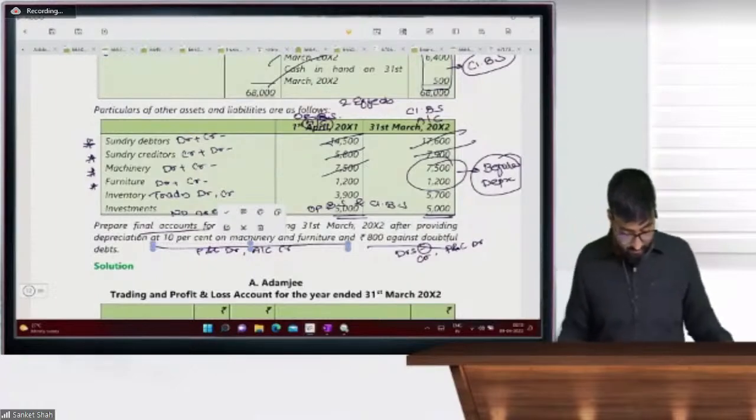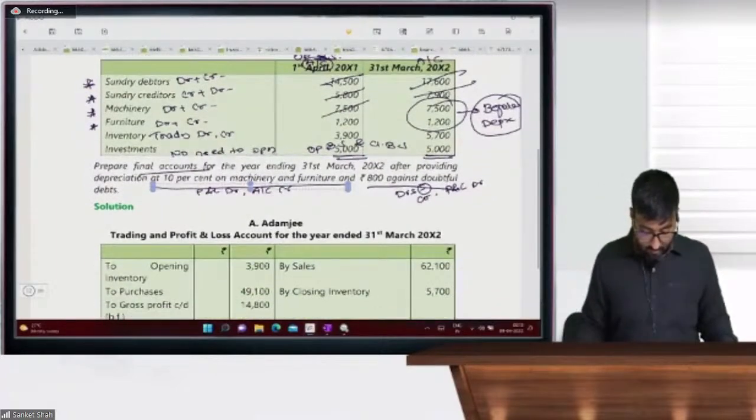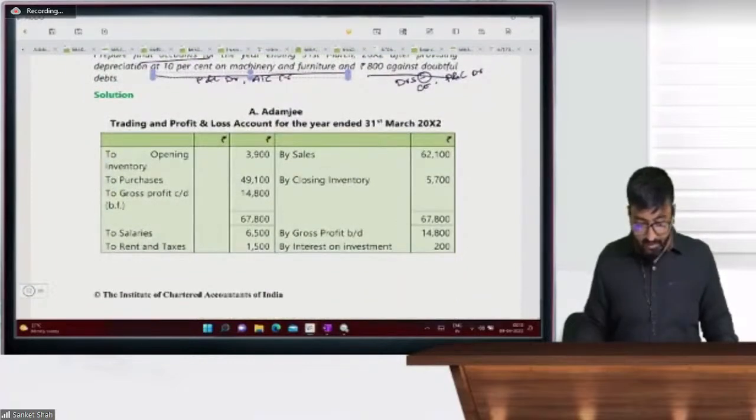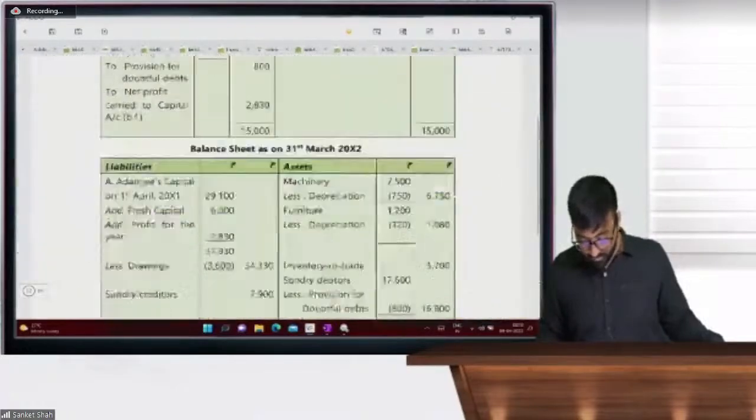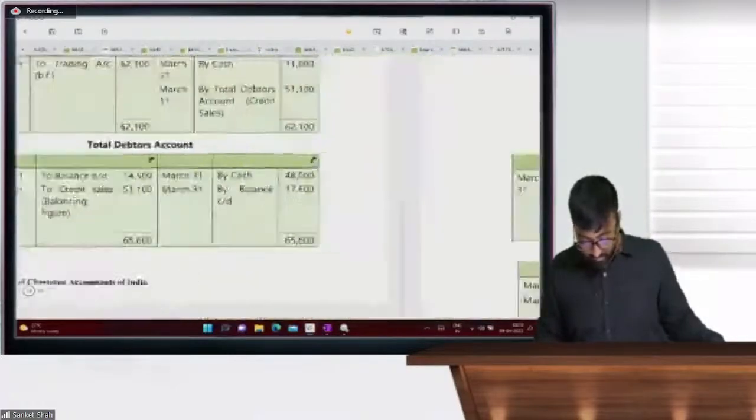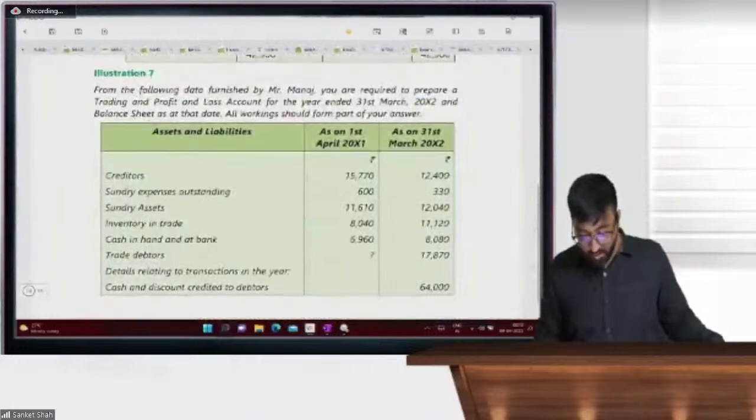Yes. Yes, beta, it is the opening balance sheet, which is going to tally. Second question.